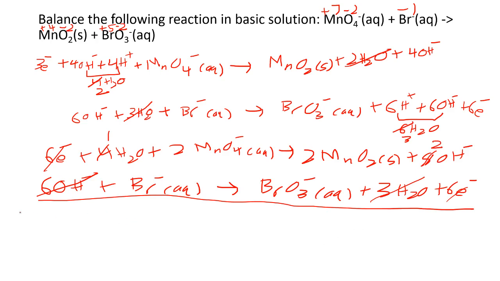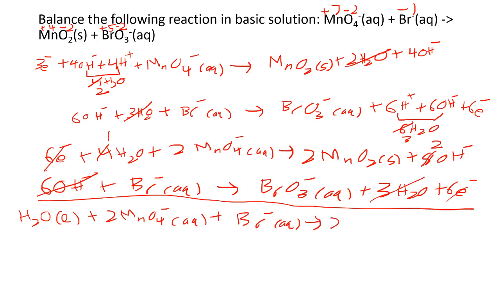So now I'm actually going to write down my full equation. So we have 1 water, so we'll just put H2O, a liquid, plus 2 MnO4 minus aqueous, plus Br minus aqueous is going to react to form our 2 MnO2 solid plus 2 OH minus aqueous plus BrO3 minus aqueous.